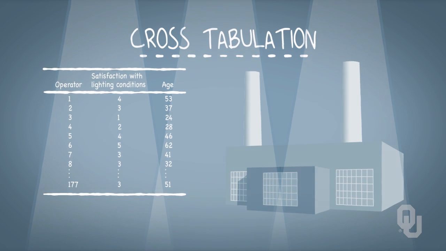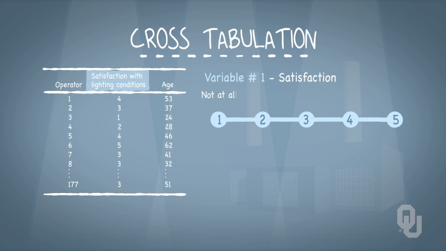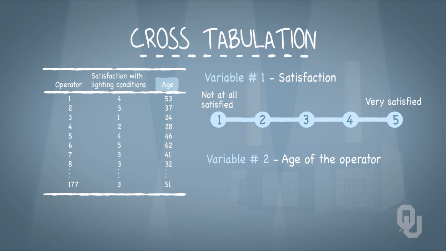We have a sample of 177 operators, and we collected two variables. The first is a Likert ordinal scale response to the question, are you satisfied with the lighting conditions you experience on the factory floor? Measured on a scale from 1, representing not at all satisfied, to 5, representing very satisfied. The second variable was the age of the operator, a quantitative variable, which we discretized into three categories: under 30, 30 to 50, and over 50. The number of categories should be chosen such that they're meaningful from an analysis standpoint.